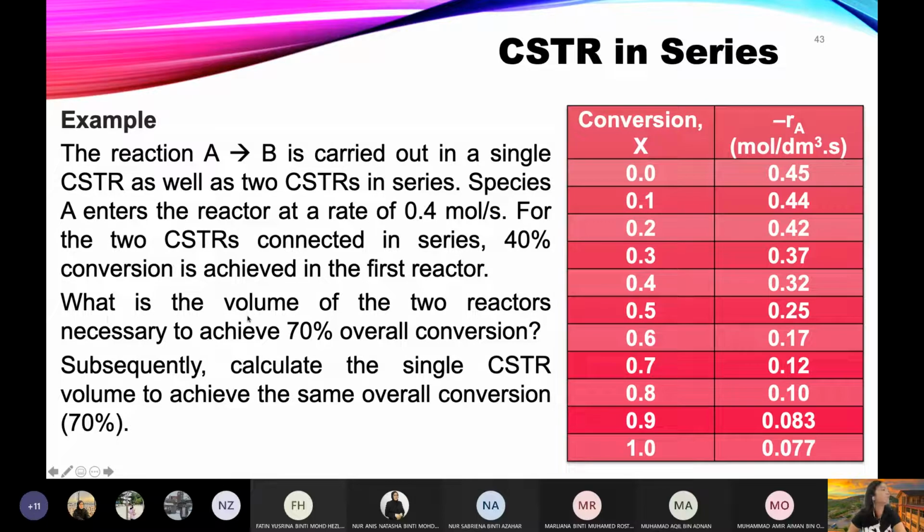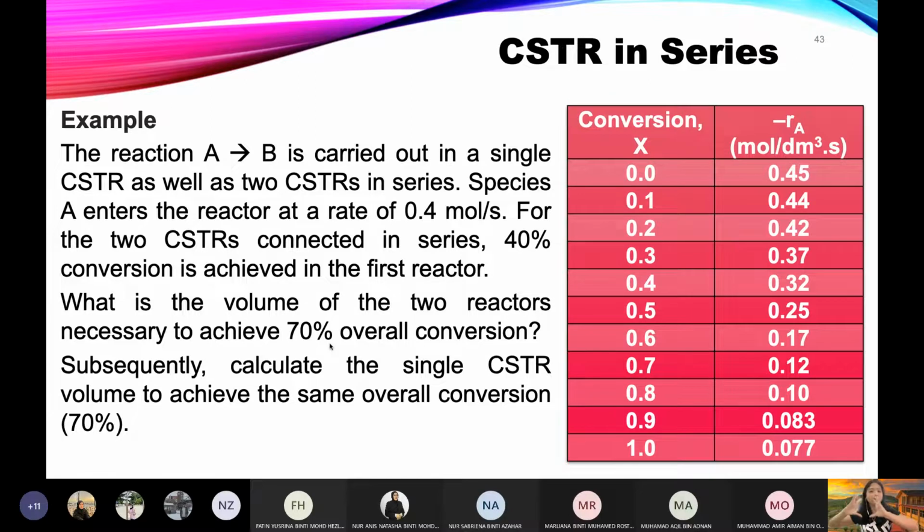Next, what is the volume of the two reactors to achieve 70% overall conversion? Okay, dia tanya sekarang untuk reaktor yang kedua yang series tu X1 0.4, right? X2 sekarang adalah 0.7. So dia suruh kita kira volume reaktor pertama, volume reaktor kedua. Means berapa besar reaktor volume saya untuk mencapai conversion X1 0.4 dan berapa besar volume reaktor kedua kalau final conversion tu, overall conversion tu 0.7.